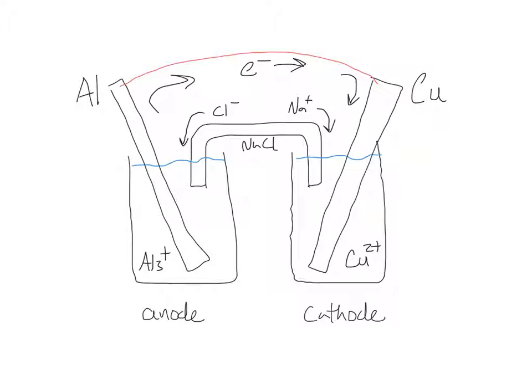This also gets to question number 5. What is the purpose of the salt bridge? The purpose of the salt bridge is to balance the charge, so that as electrons flow through the circuit, you don't accumulate net charge in some location. The loss of electrons from the anode compartment is balanced by the chloride ions entering that container.